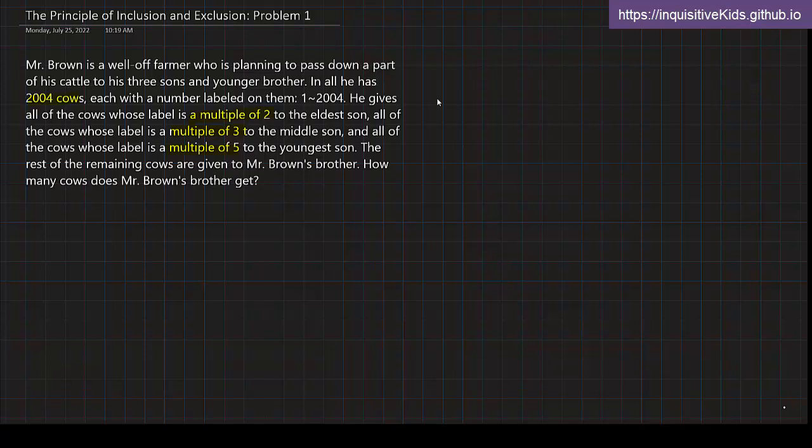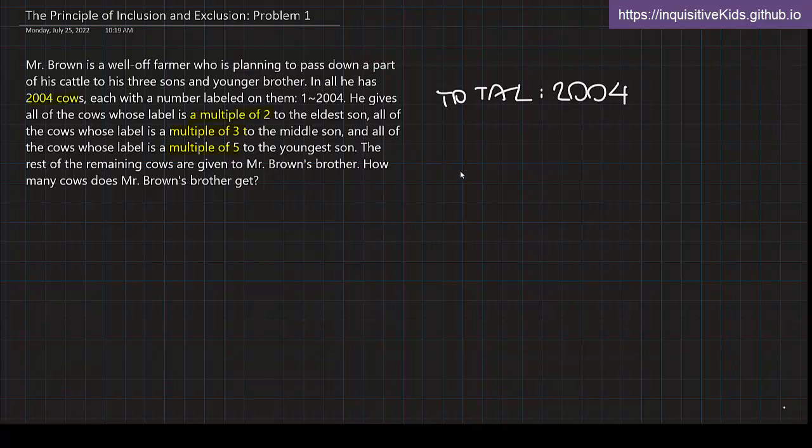So we know a total, and the total is 2,004 cows. And we're categorizing all the numbers from 1 through 2004 into the categories multiple of 2, multiple of 3, multiple of 5. And you might be thinking, well, we could just find all the multiples of 2, 3, and 5 and give it to the sons. And then the rest of the labels, the rest of the cows, will be for Mr. Brown's brother. Well, you got to think about this.